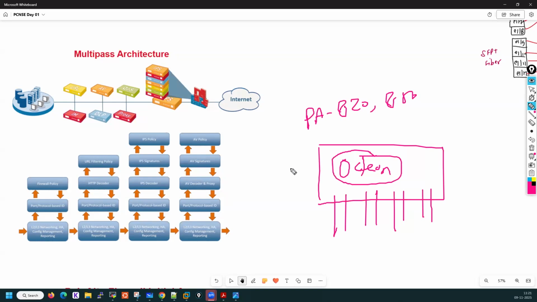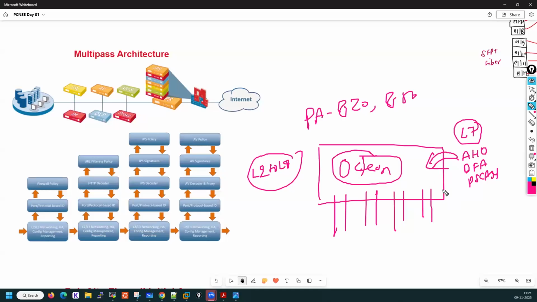This chip, as I mentioned, is capable of layer 2 to layer 4 processing, right? Then who will do the layer 7 tasks? Who will do the App-ID? In that case, if you remember, I mentioned those algorithms: Aho-Corasick, DFA, PScan. Those algorithms run on this chip as well for App-ID and Content-ID, and the segregation is at the software level, not at the hardware level.